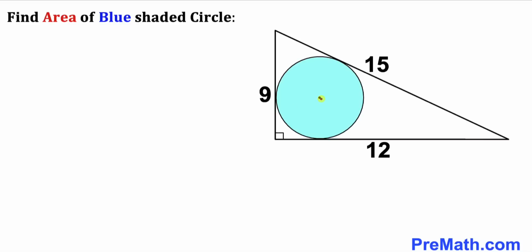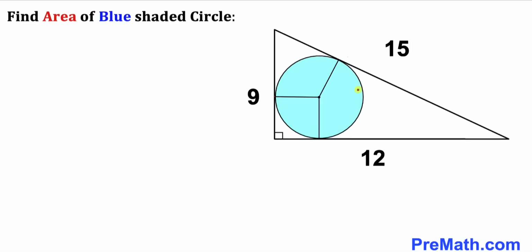Here's the very first thing we are going to do. Let's draw the radii at these points of tangency, as you can see over here. And here's our much nicer looking diagram, where I'm going to call this radius r, this radius r, and this radius r as well.